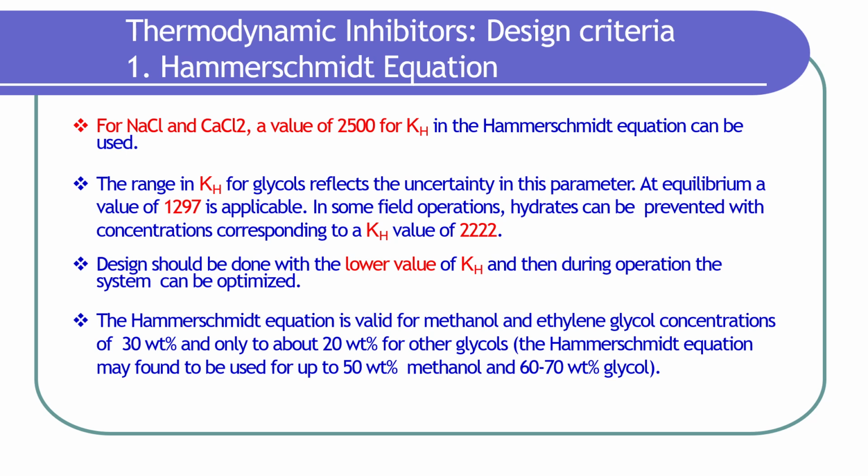Some other guidelines for the design criteria of the Hammerschmidt equation for the KH value. If you are using salt, you can use a KH value of approximately 2500. If you are using glycol, you can still use the 1297 value, but from experience it was proven several times that this KH value is not appropriate, and therefore the other value of approximately 2000 can be used. Normally the design criteria should go with the lower value of KH, and then optimization should be done based on the data that you obtain.